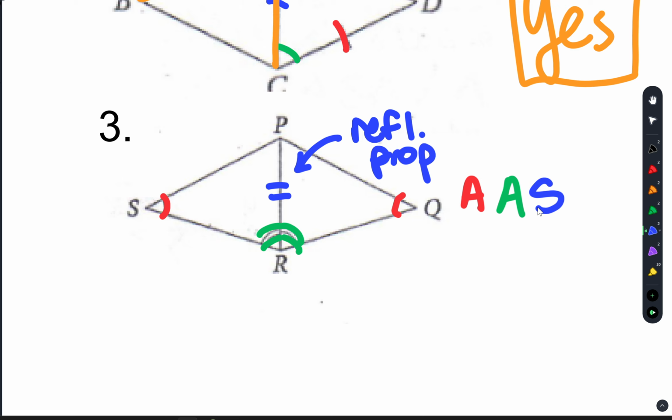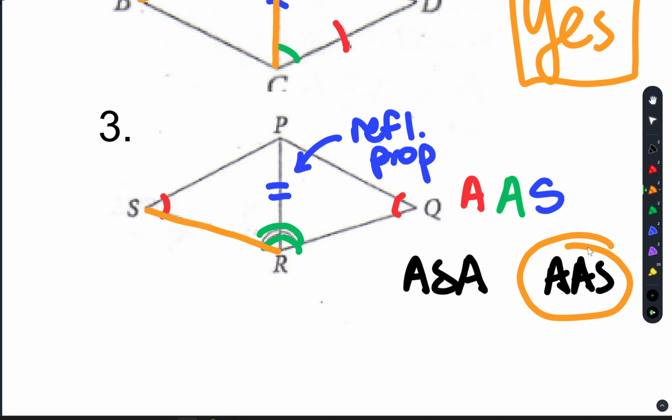So AAS, I'm kind of in the middle here because I know that my options are either ASA or AAS. I'm going to pay attention to what order these are in. Are those two angles sandwiching in the side? No. So this must be AAS here. Questions on that?